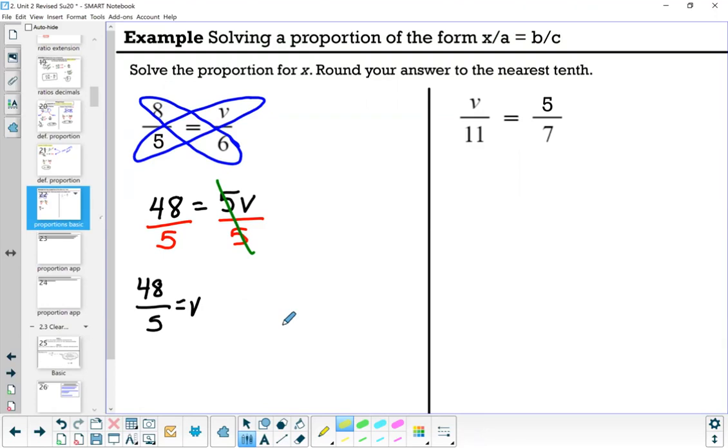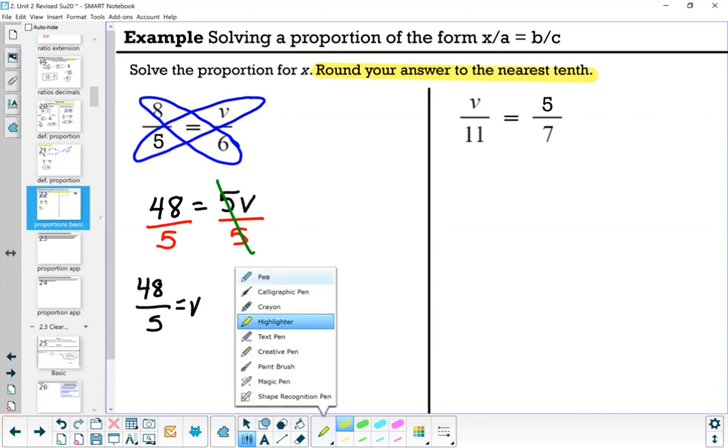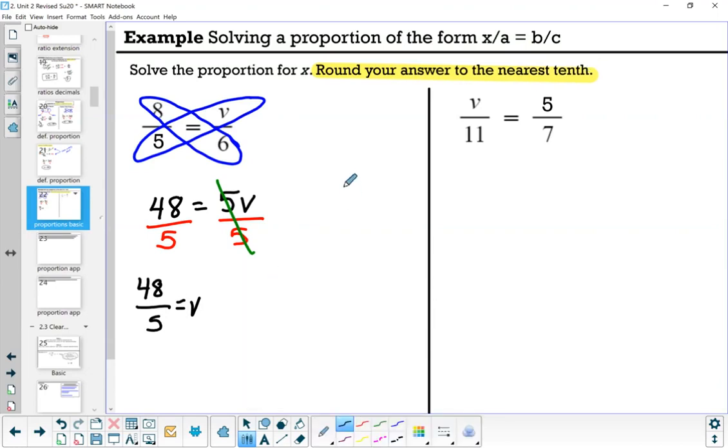So in the directions, notice how it says, round your answer to the nearest tenth. So that means they want a decimal, not a fraction. And to get that, you're going to have to do the division. So 48 divided by 5. I'm going to do a 0.0 for now. If we need another 0, we can put it in later.